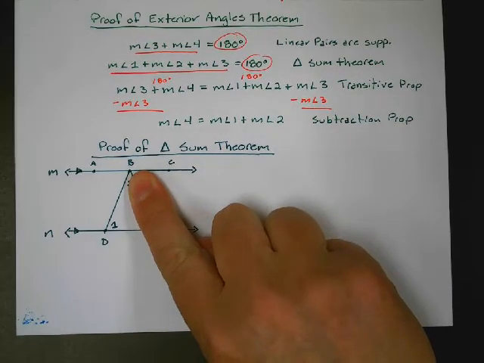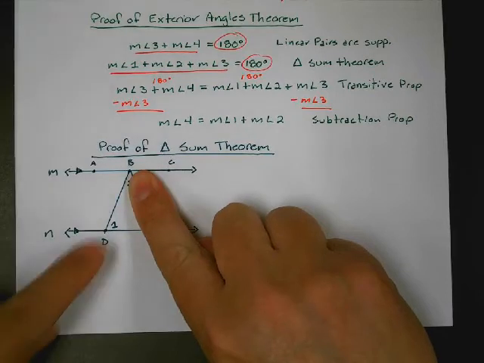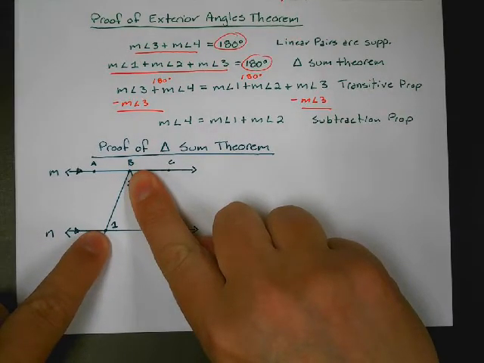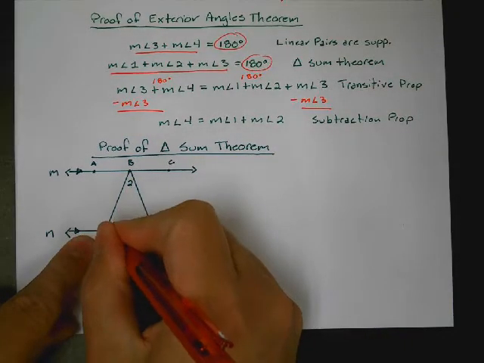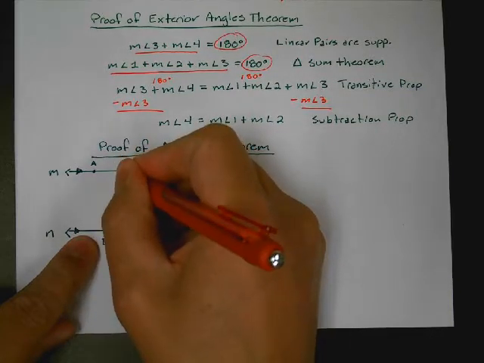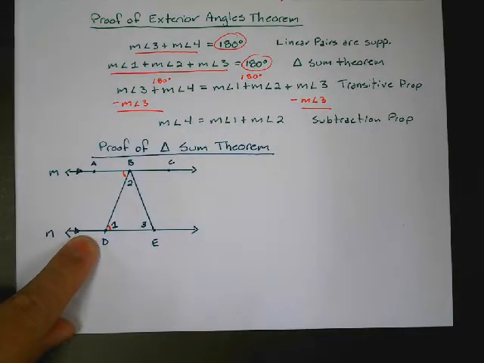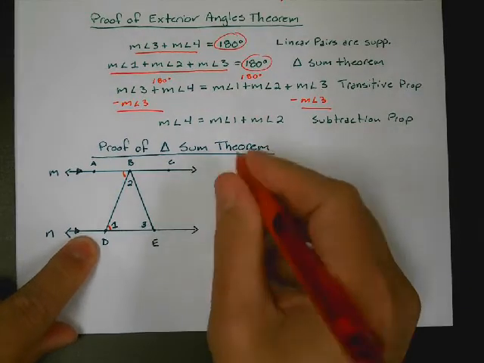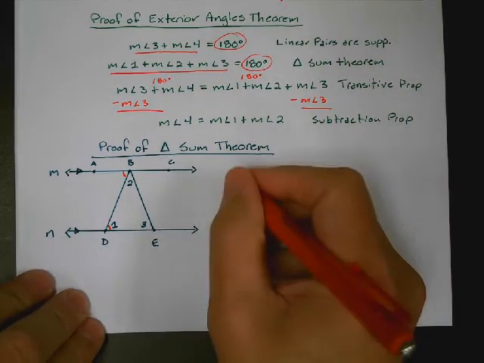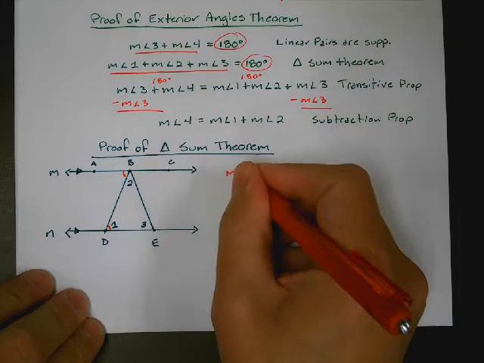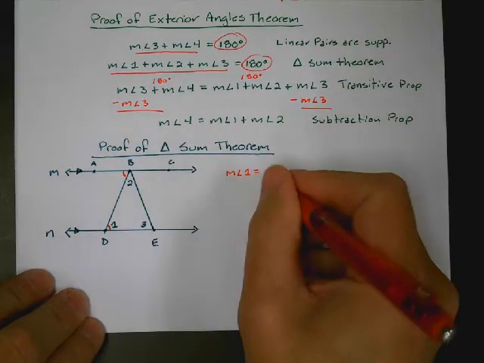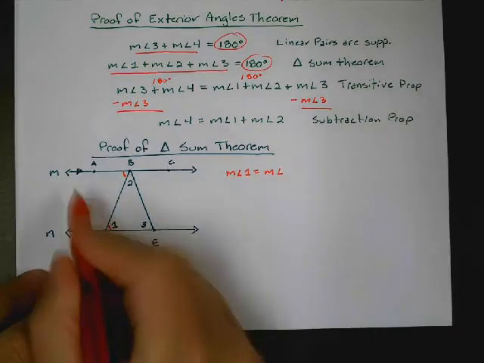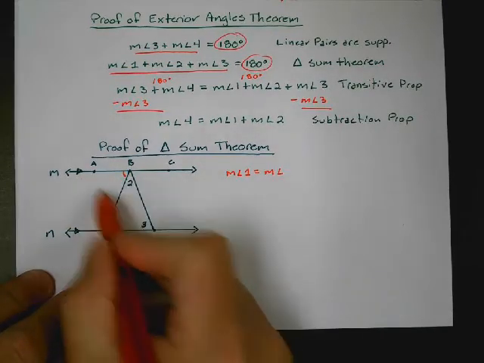Well, when we have two parallel lines and a transversal, we found out that alternate interior angles were congruent. So that means that this angle here should be equal to this angle here because alternate interior angles are congruent. So I'm going to write down that the measurement of angle 1 is equal to the measurement of angle ABD. So that angle right there.